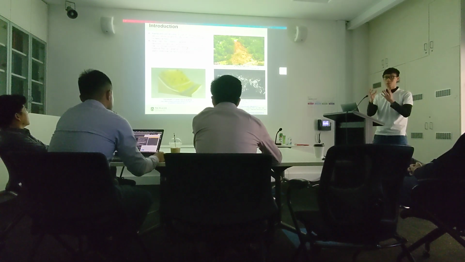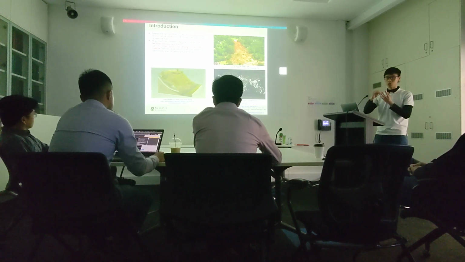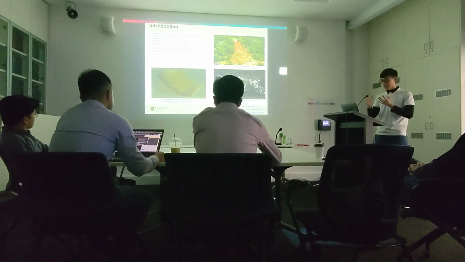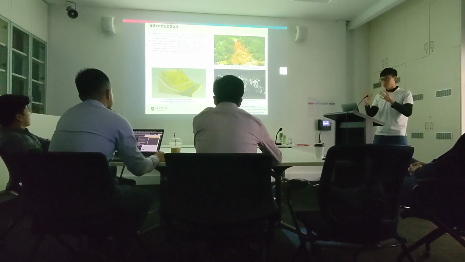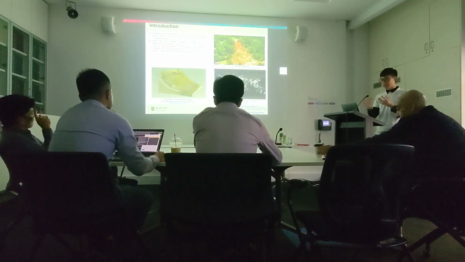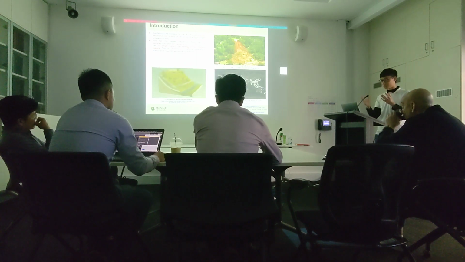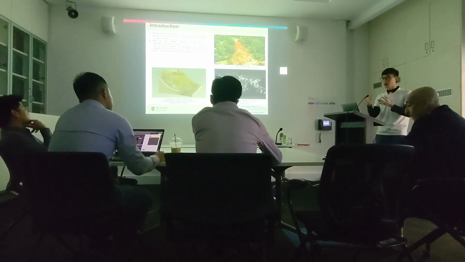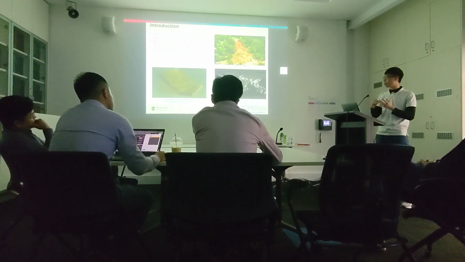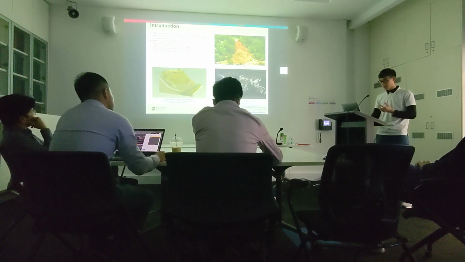Basically, we have a slope, and water infiltrates into the slope due to heavy rainfall. This makes the soil become saturated with water and lose its strength. It can no longer support the weight of the overlying material, so it becomes unstable and starts to slide downhill. We call it a landslide.